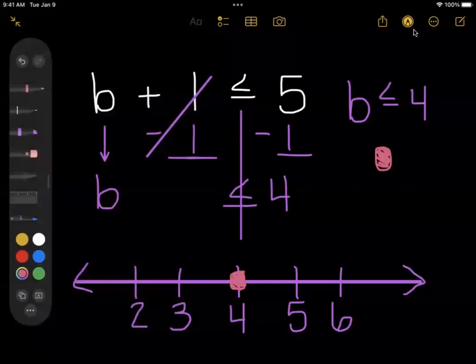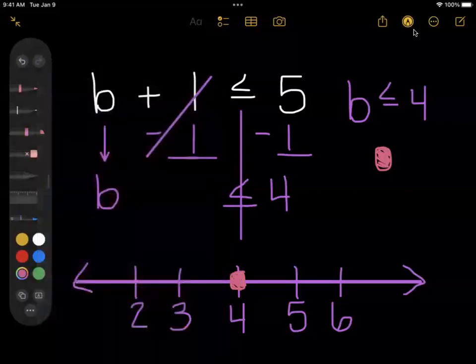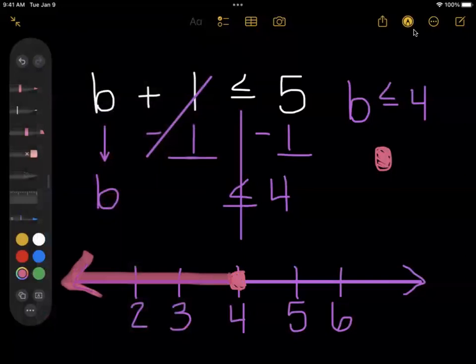Then I need to show what direction it would go in. So what I'm going to do here, I'm going to switch my color first. Perfect. So I want to shade in everything that is less than 4 to show that B could be 3, could be 2, could be anything that is less than or equal to 4.